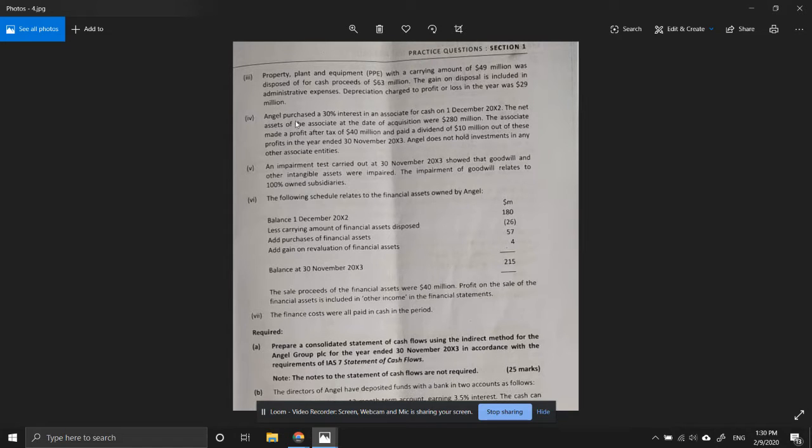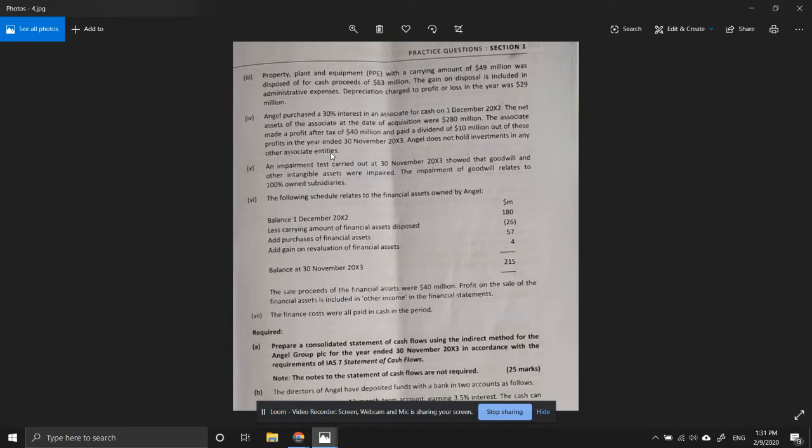29 million. And then we will have to create a working for this, and then in case of associate we will do as required. So in case of associate, what has happened? 30% interest in associate for cash on this much. The net assets of the associate at the date of acquisition was 280, and the associate made a profit after tax of 40 and paid a dividend of 10, right? Okay, so this plus this minus this, and then 10 million out of this profit in the year ended 30th November 20x3. Angel does not hold investment in any other associate.